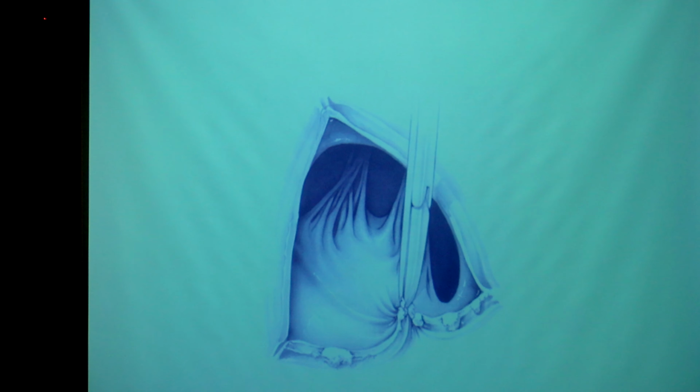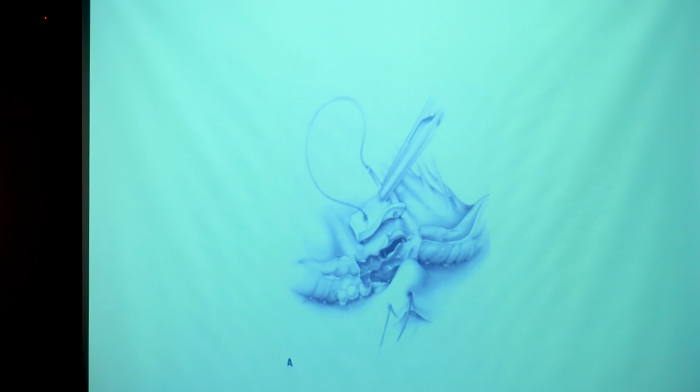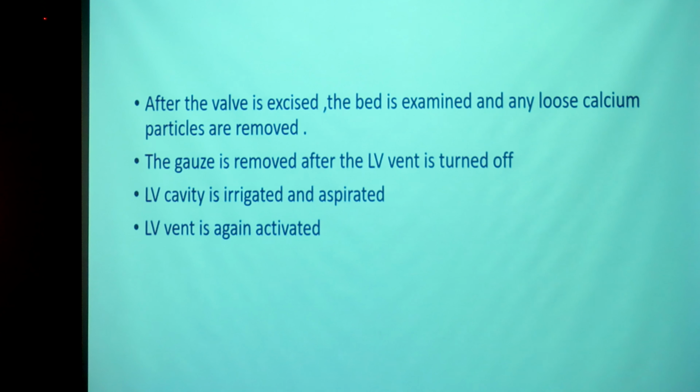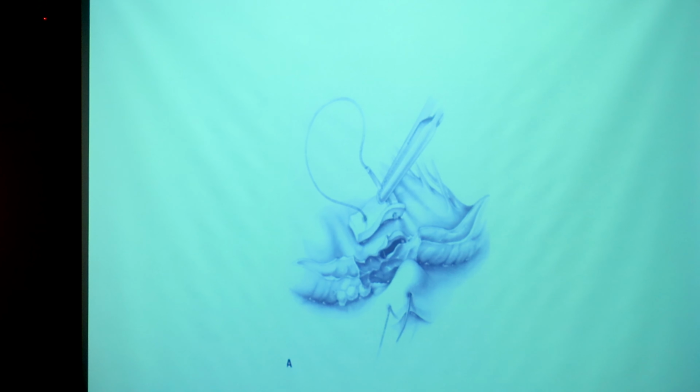This happens when you are overzealous in your decalcification of the right coronary cusp or the non-coronary cusp. When you are trying to remove this calcium, you can injure the anterior mitral leaflet. When you injure the anterior mitral leaflet at this position, it's better you stop there, take a pledgeted suture like how you do in an aortic valve replacement, and seal the gap. This suture can again be used when you are implanting the prosthetic valve.